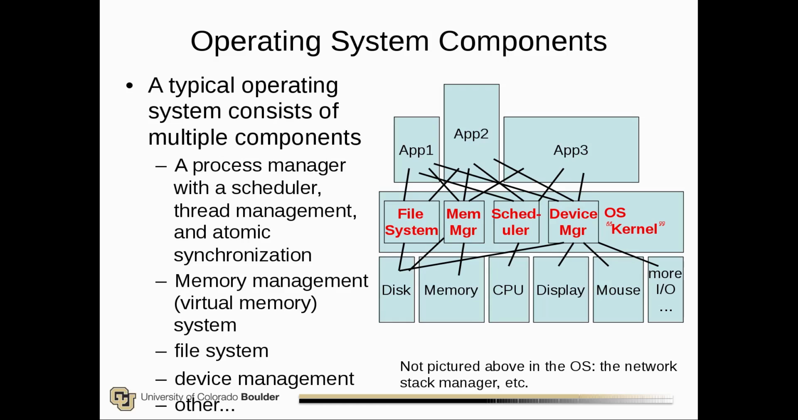There are distinct components to an operating system, each of which we're going to dive into in depth throughout this course. Here we can see a few. We got the process manager, which contains the scheduler, the thread manager, and atomic synchronization. Then we have the memory management system. We've got the file system, device manager, and there's plenty others as well. Like I said, we'll be looking at these individually throughout this course.